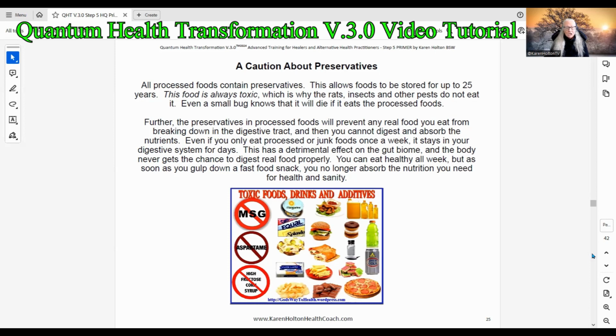And I've got an image here that shows a lot of the toxins in toxic foods: MSG, aspartame, high fructose corn syrup, but there's many, many, many. I think there's 75,000 chemicals that have been created in the lab to preserve foods. So it's so much more than this.